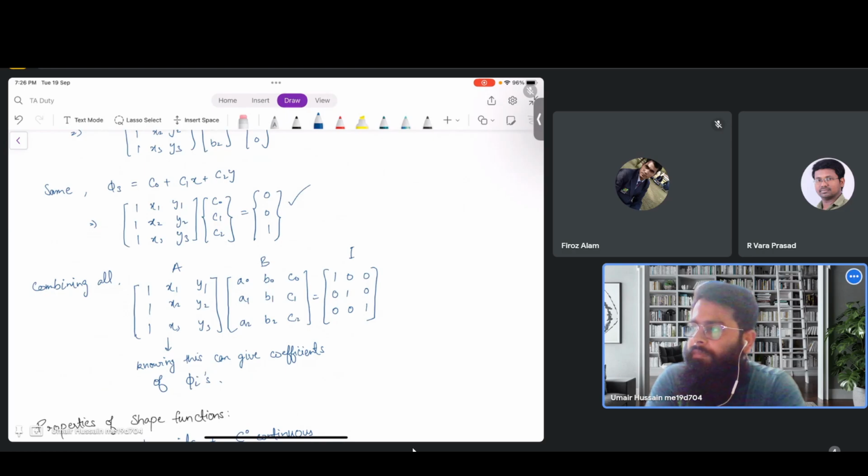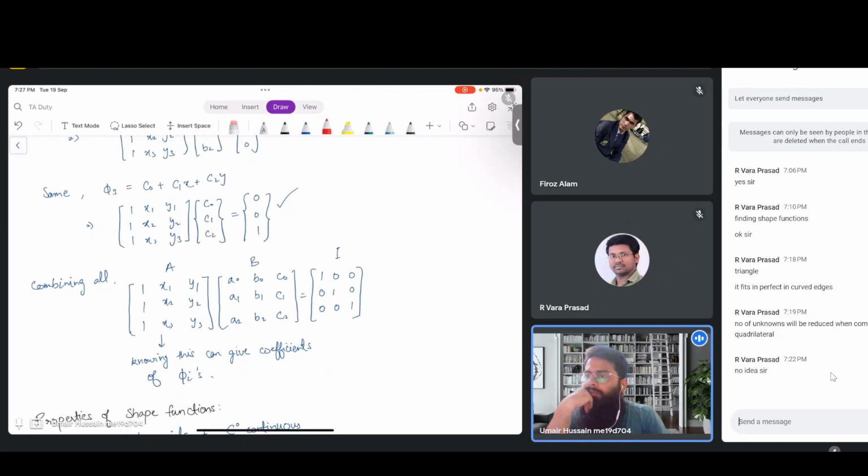Any idea? What does this matrix equation tell about the relation between A and B? Any guesses?